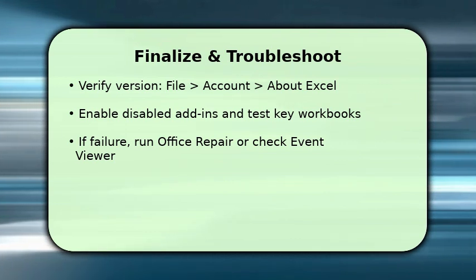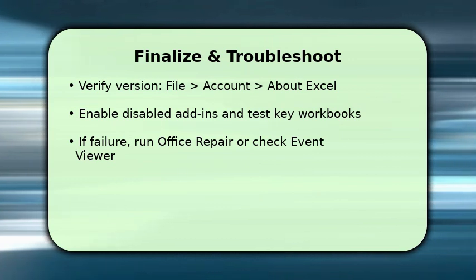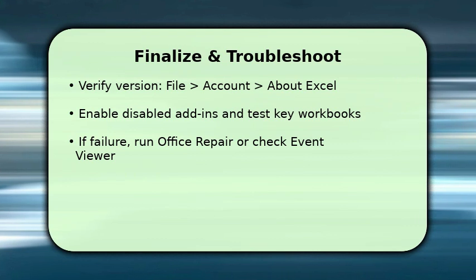If issues persist, make sure to run Office Repair from Programs and Features and check Event Viewer for installer errors to identify root causes. One key troubleshooting tip: if updates fail repeatedly, create a new Windows user profile and try the update there to isolate profile corruption as the culprit.